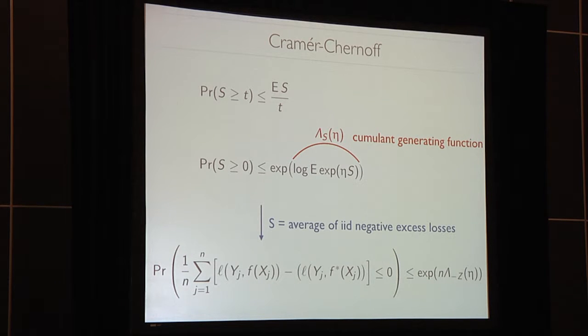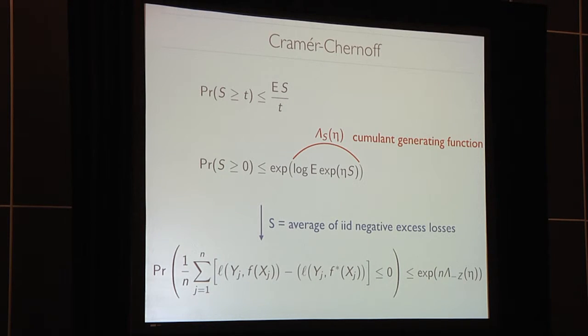The thing on the right-hand side is n, the sample size, times the cumulant generating function of the negative excess loss random variable evaluated at any eta that we want to choose. So we can pick that eta to be the best one. The point is, if we can get the CGF at eta to be something like negative C over n, and if we have a way of getting that constant C to be large enough, we can get very good concentration properties because we can drive that to be very small.